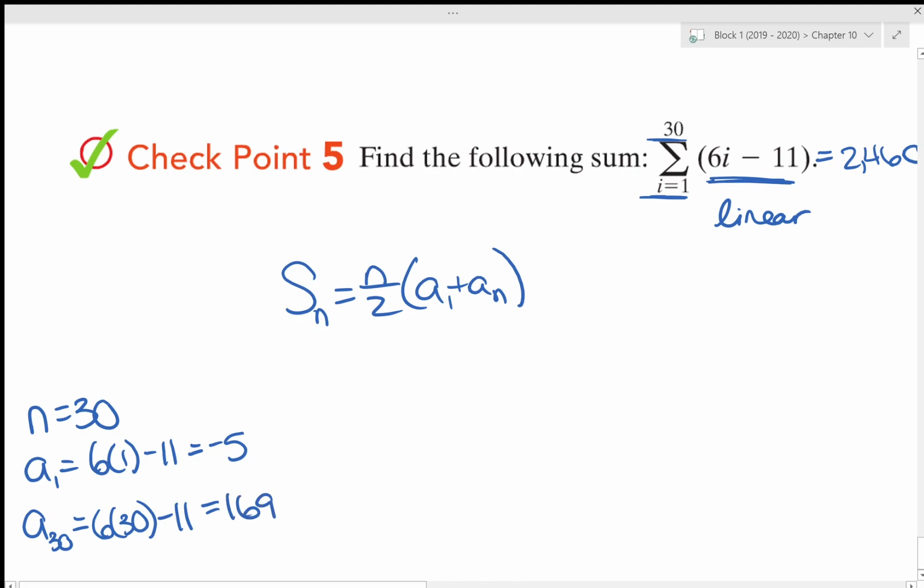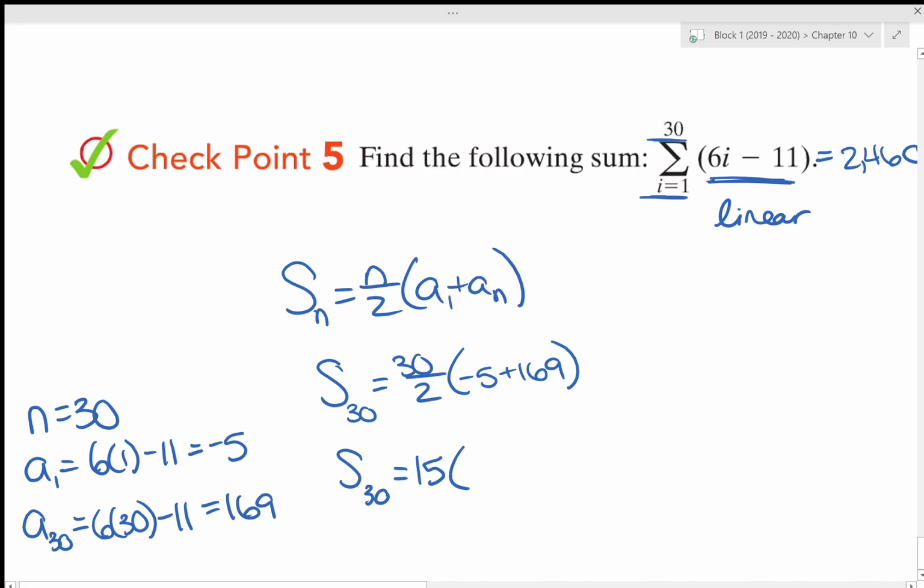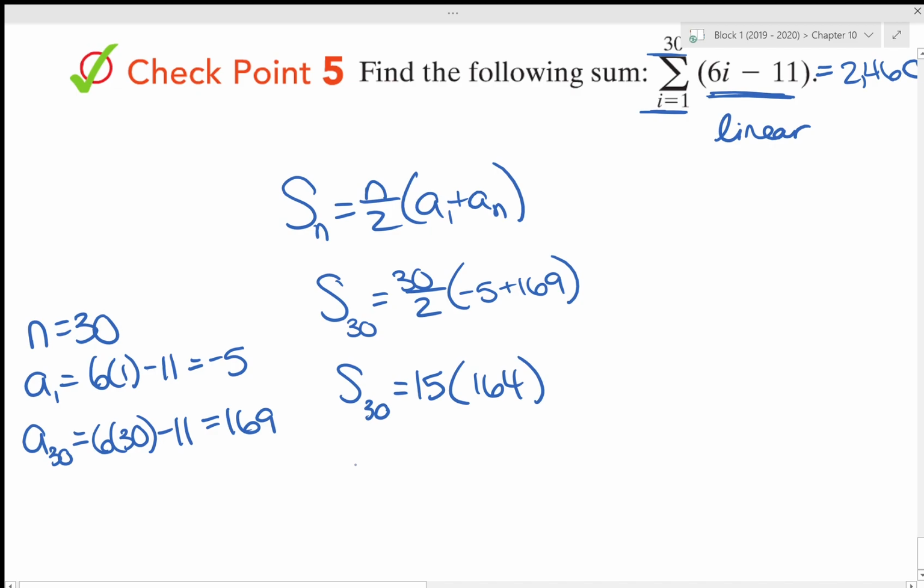So I plug this into my arithmetic series formula. S of 30 equals 30 cut in half times negative 5 plus 169. 30 cut in half is 15. Negative 5 plus 169 is 164. And 15 times 164 is going to give you 2,460.